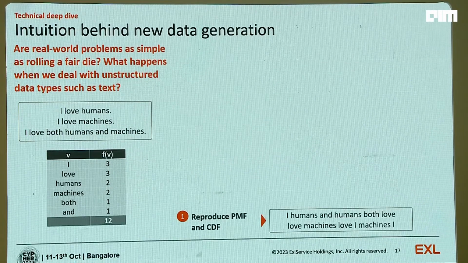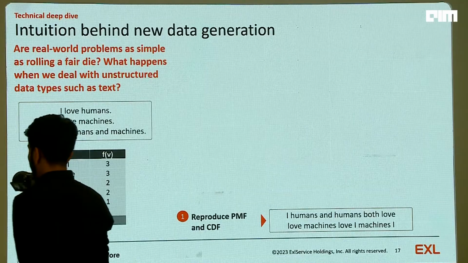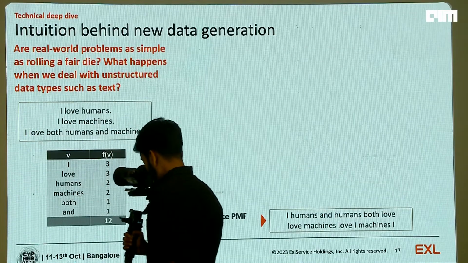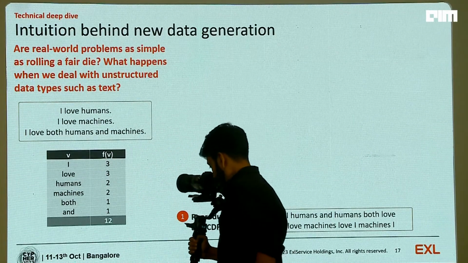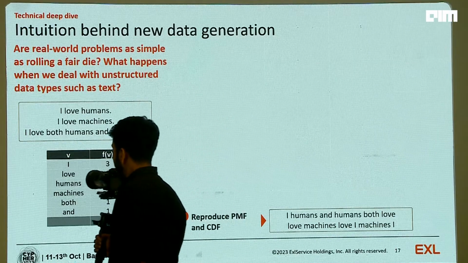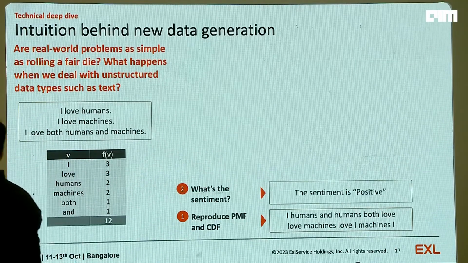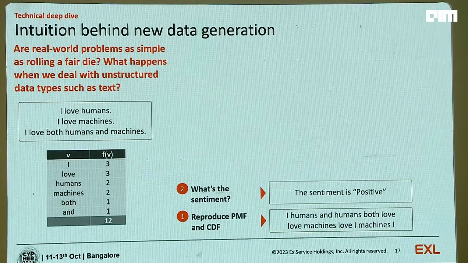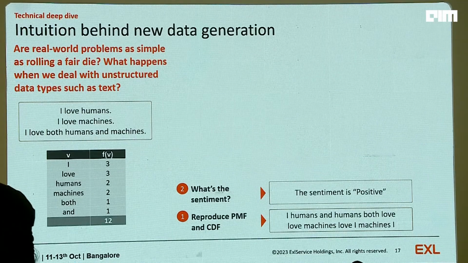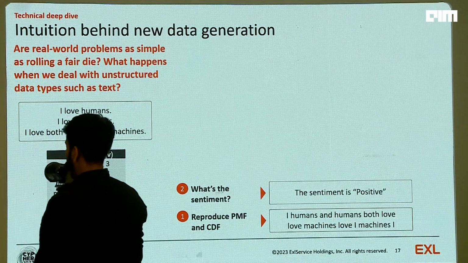Now, if we reproduce that probability mass function and the cumulative distribution function that we just talked about, we may get an output something like that, which makes absolutely no sense because this is English, this is text, not just numbers. But if we ask, what's the sentiment, then we get an answer which makes a lot more sense. I'm talking about I love humans, I love machines, I love both. So it is giving me a sentiment that's very positive.